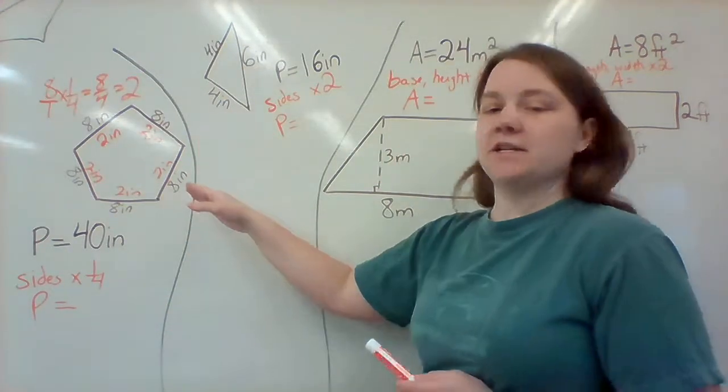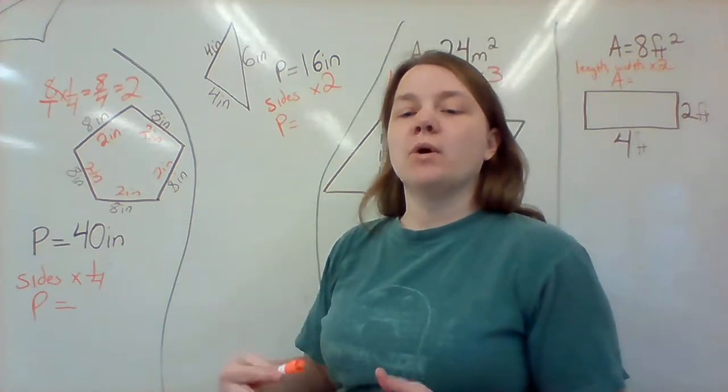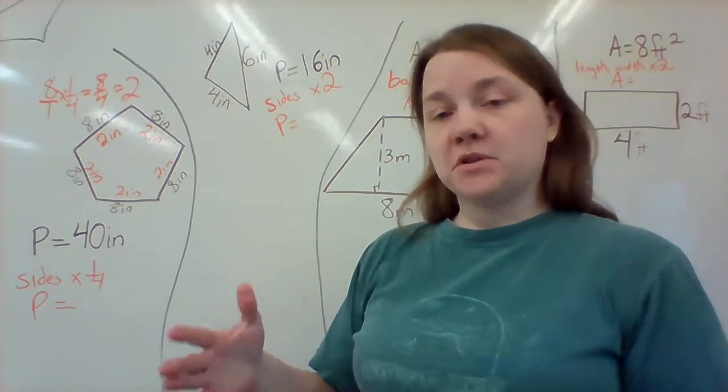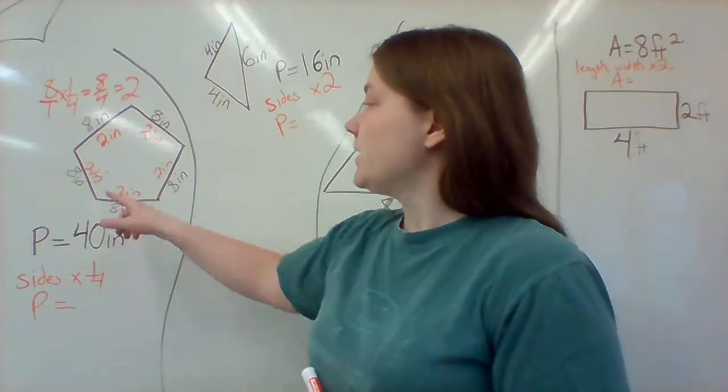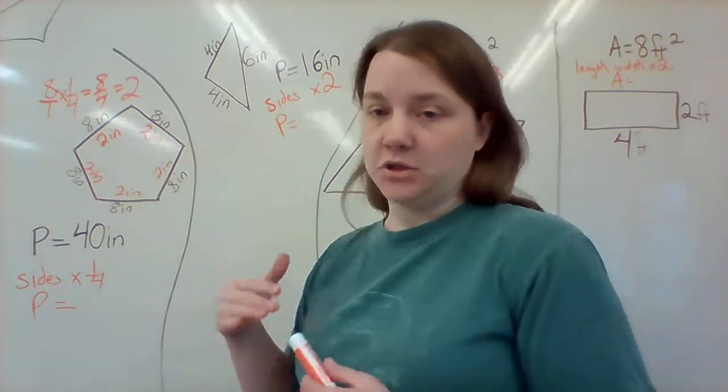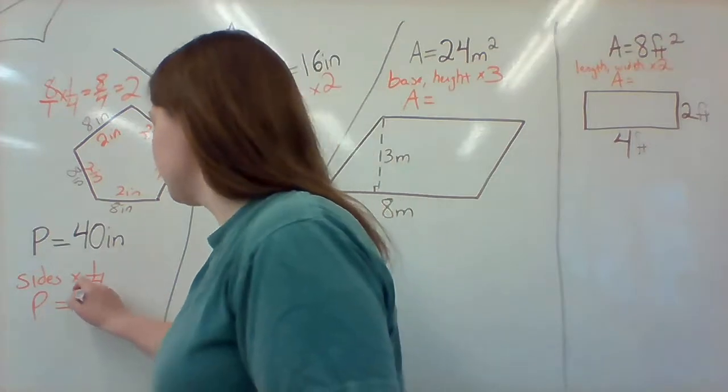And when each of these sides are 2 inches, we have to figure out what is the new perimeter. So there's two things we could do. We could add up 2, 2, 2, and 2, or 2 times 5, and get 10 inches.